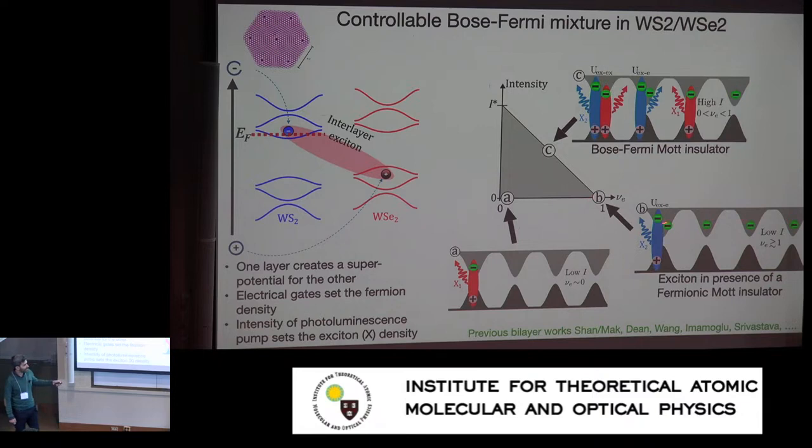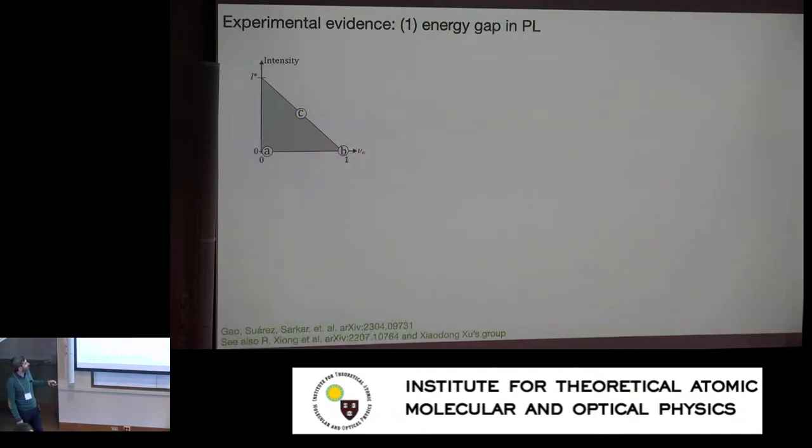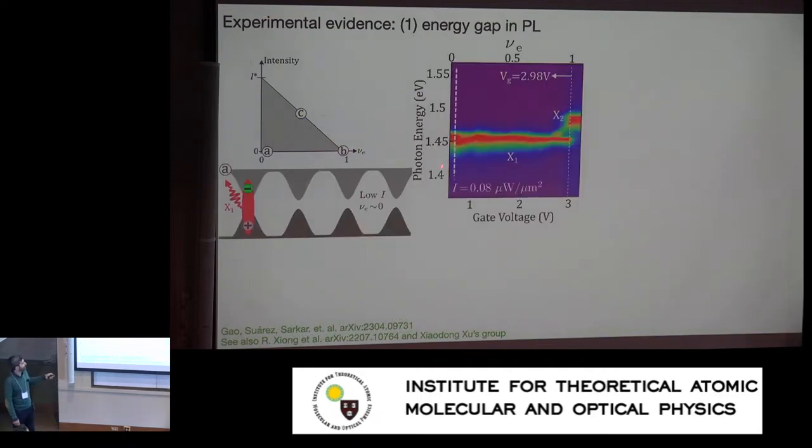You can also dope the system, not electronically, you can photodope it. You can now increase your intensity of the input pump. So some of these sites are populated with excitons, some of them are populated with electrons. So again, if you exceed some number, then you should see a jump in the luminescence spectrum. So you should see that energy gap. And that's what you actually see in the experiment.